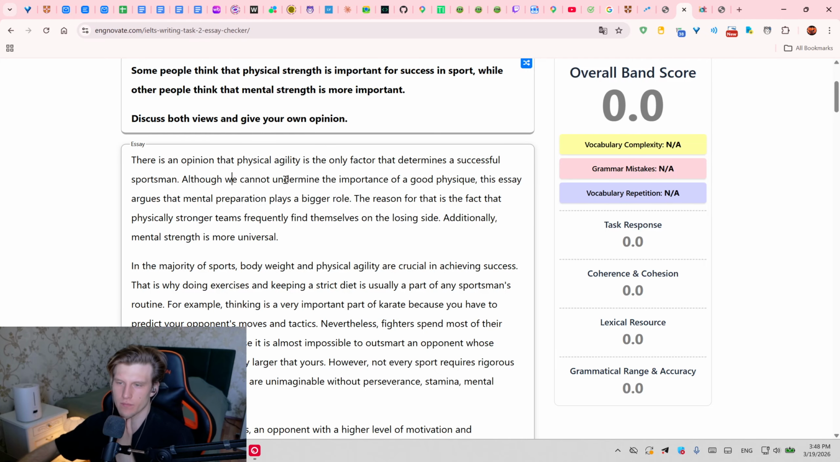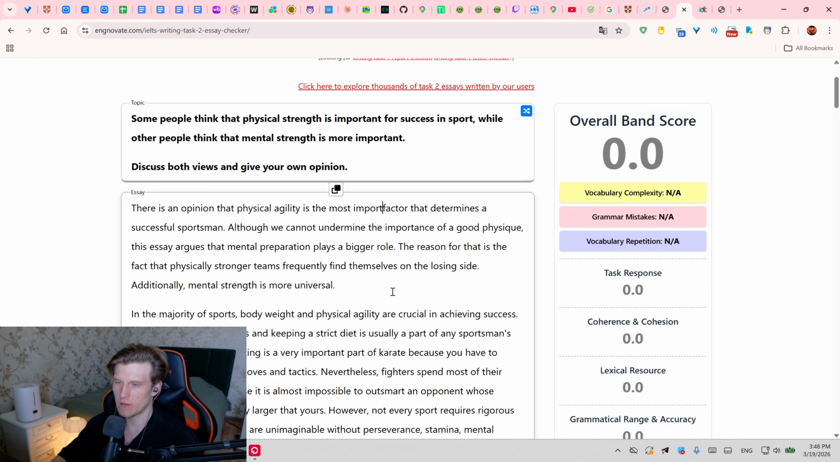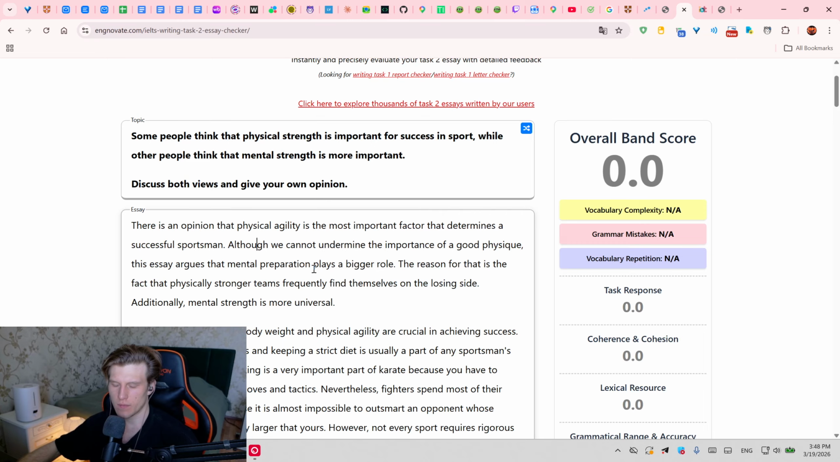Okay, there is an opinion. Well, they did not say here that it's the only factor that determines success. I mean, it's the most important factor, okay? Factor which determines a successful sportsman.